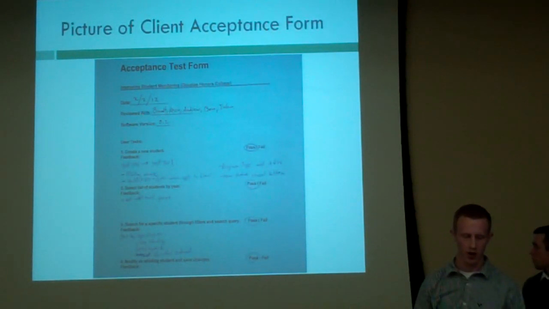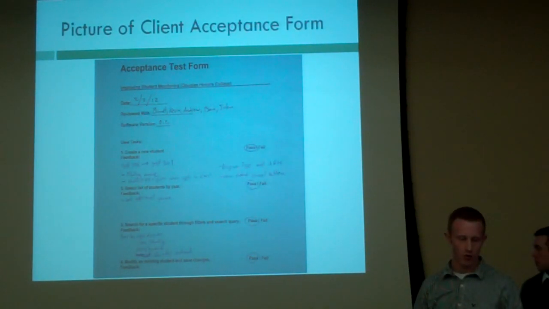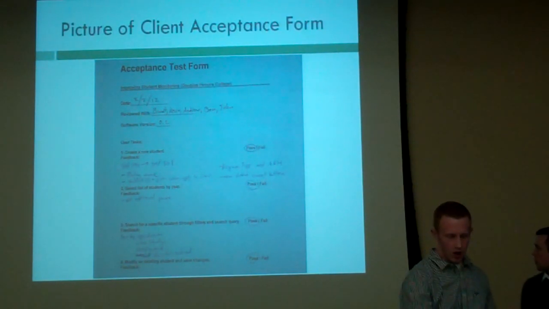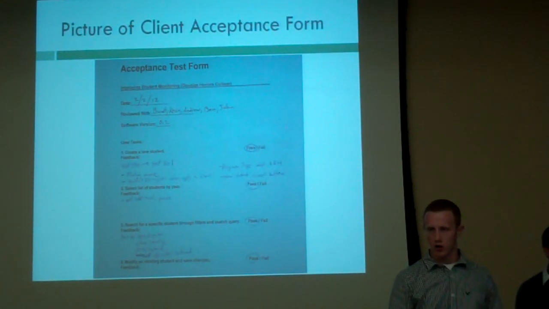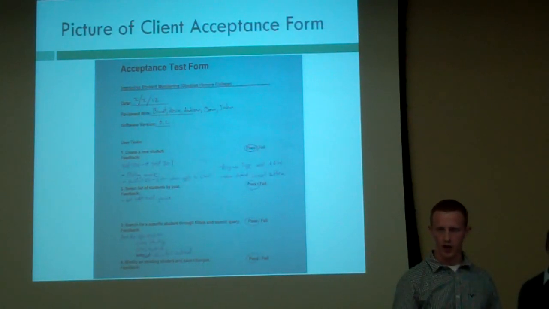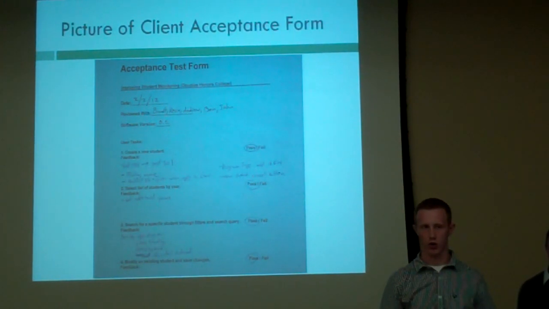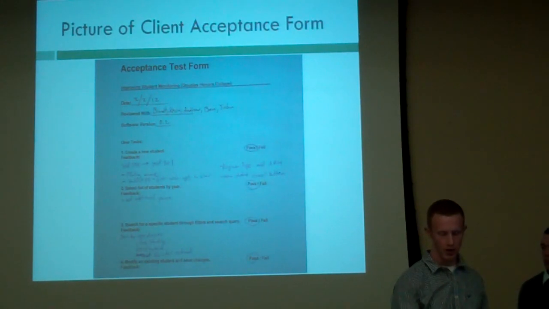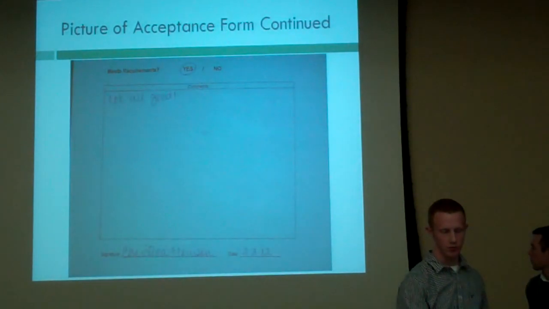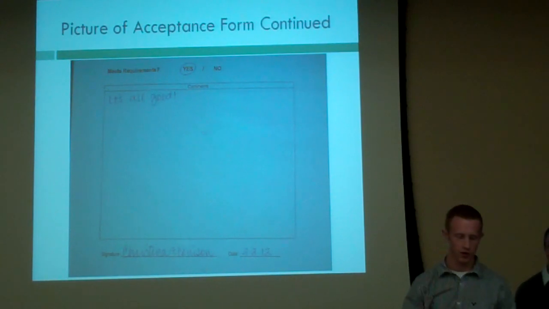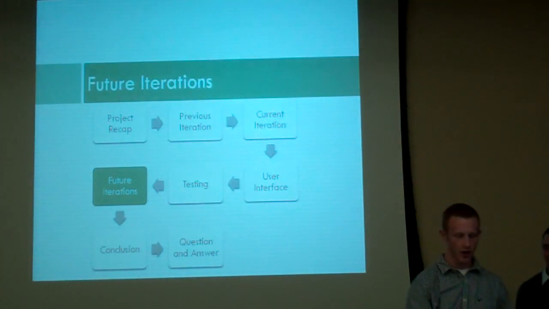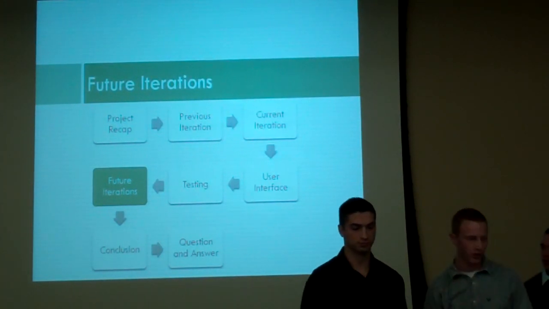This is just a picture of our acceptance test form that we filled out. It's pretty straightforward. Basically, we all just sat down with her at the computer and gave her the latest version of our software and had her go through this list of tasks which were associated with the requirements we fulfilled this previous iteration, and then just wrote down some comments associated with each one, and then additional comments in a box. And now Ben will go through future iterations.